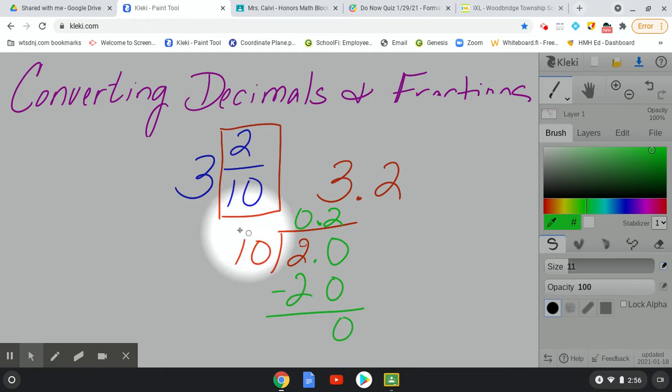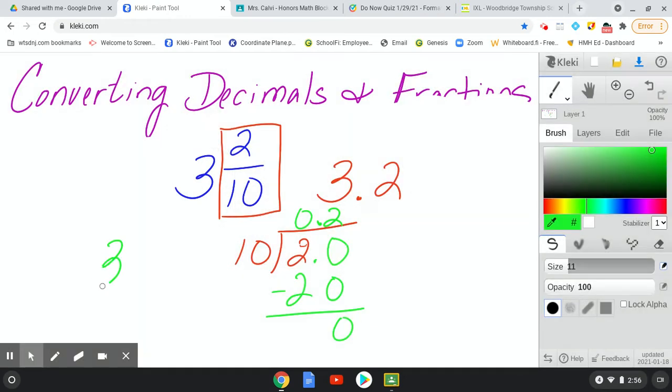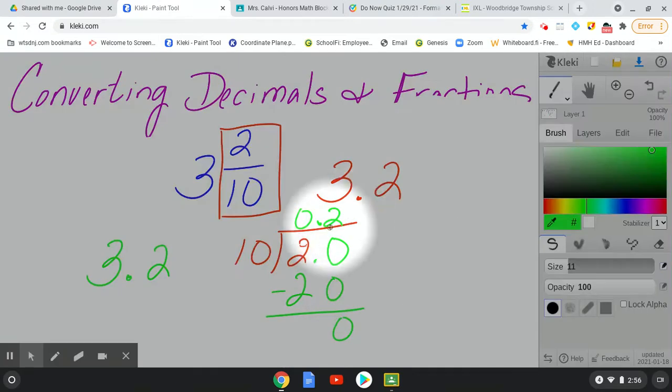Common mistake students make is they forget about the whole number. So you just have to remember, you take the whole number and then you just add the 2/10 part. So this technically, this 0.2 is this 3.2. Okay?